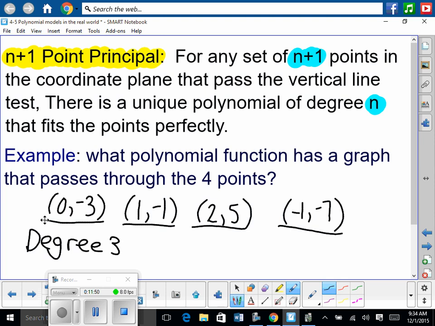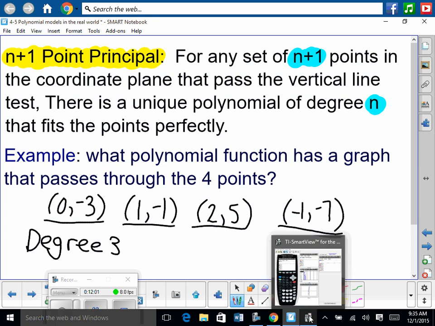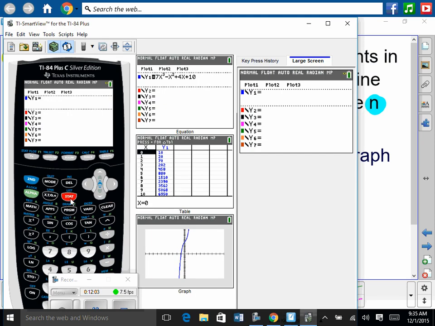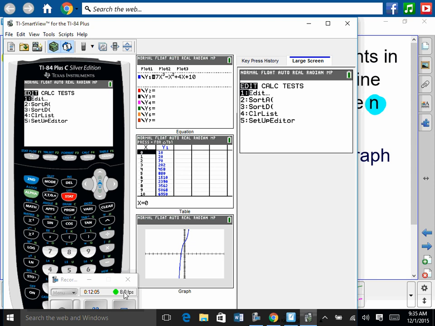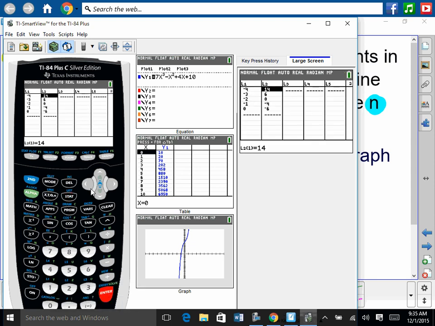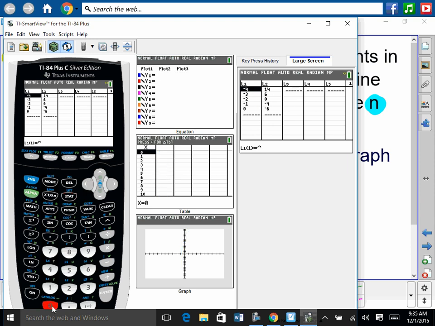All right, so then we just simply type it into our calculators and have it do the work. Here we go. Guys, there's too much talking and it's way rude. Here we go. So we go to stat, edit, enter. And then in list 1, we put in our x values. We have done this before. So our x values are 0, enter, 1, enter, 2, negative 1.